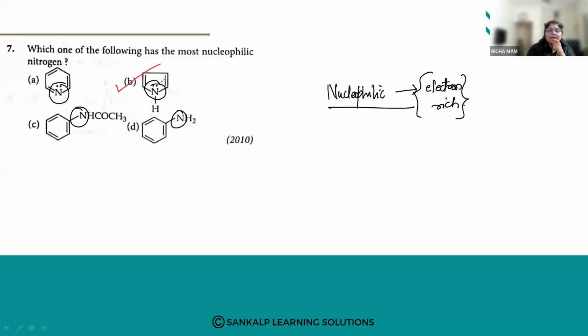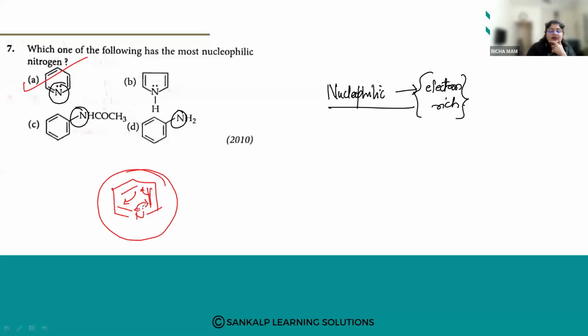The answer is option number B. Sorry, option number A. Option number A is the most nucleophilic. Here the electrons will undergo delocalization. The pi electrons are there, and a lone pair of electrons is also present. So it is highly nucleophilic.